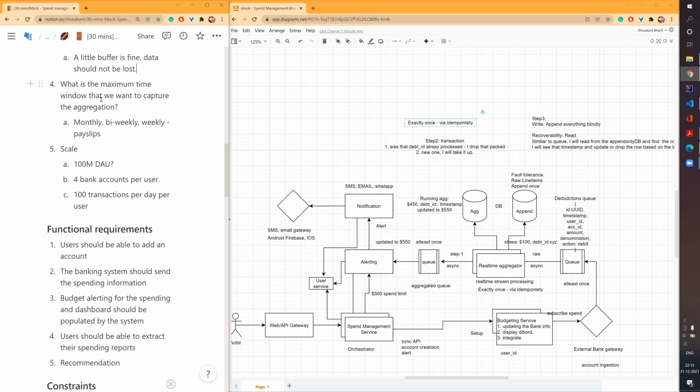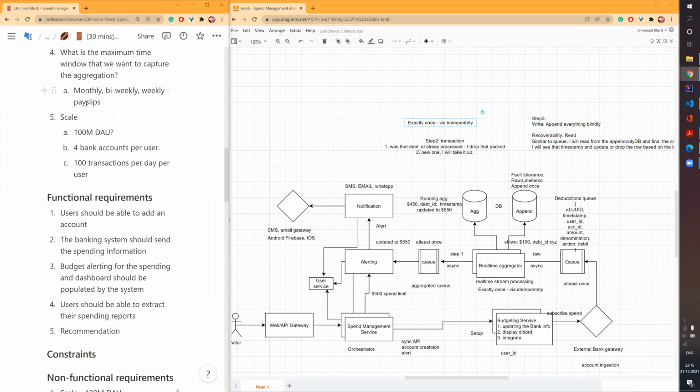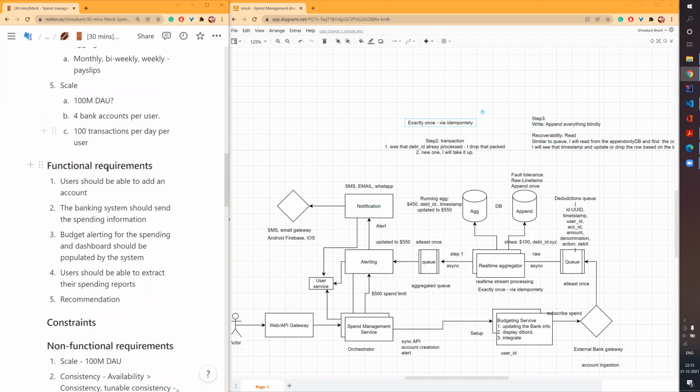Next is what is the maximum time window that we want to capture the aggregation. The intent is maybe monthly, bi-weekly, weekly kind of thing. And the scale intent is 100 million daily active users, 4 bank accounts per user, and 100 transactions per day. I mean, we are really aggressive, for shoppers.